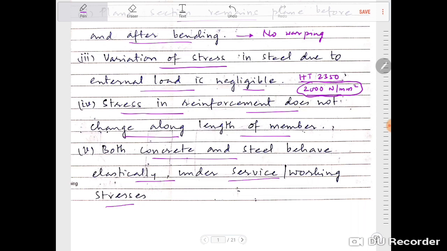Then, both steel and concrete behave elastically under service load or working stress conditions. So this is another assumption. Part of it was the first one, where concrete is elastic. In this assumption we have added steel to that elastic nature. So steel is also elastic, concrete is also elastic. Elastic would mean both are going to follow Hooke's law.